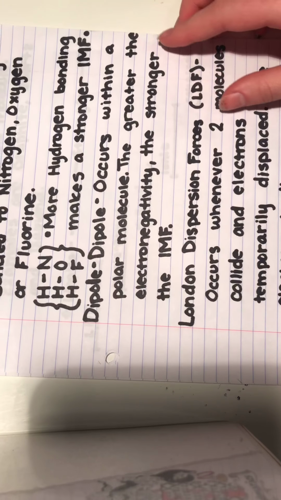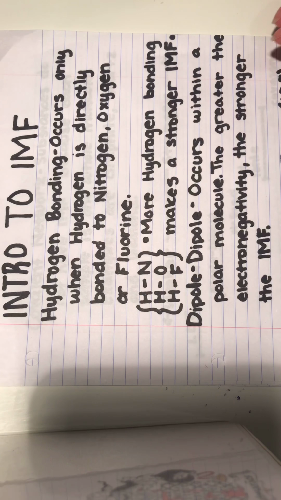So my next problem, number 39, involves intermolecular forces. So to make this easier when identifying which substance has which intermolecular force, I'm going to remind you all briefly of what each intermolecular force is and the ones that I will be working with. So first we have hydrogen bonding, and this occurs only when hydrogen is bonded directly to nitrogen, oxygen, or fluorine. Again, they may be in the same molecule, but if they are not directly bonded, then it is not a hydrogen bond. More hydrogen bonds makes a stronger IMF.